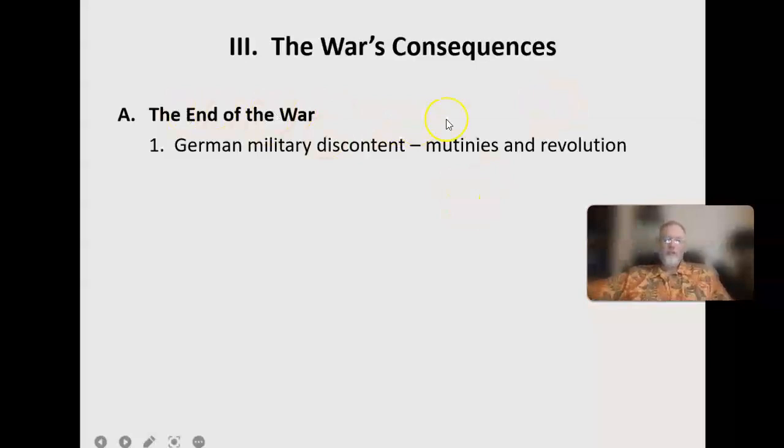We see a lot of discontent as the war goes along. We see increasing mutinies. We see threats of revolution, discontent. We see Germans rising up. Some of the defeat actually happened internally. Some of the German commanders or German units refused to fight.